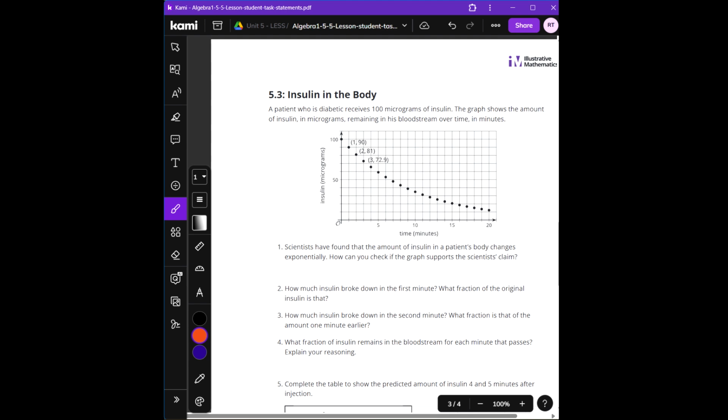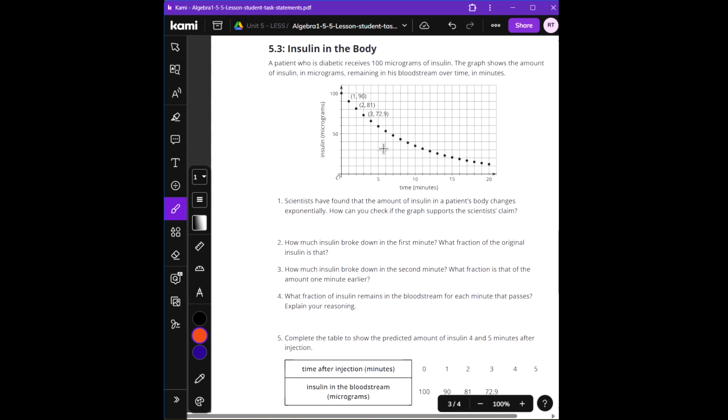Okay, and so we have this graph. A patient who is diabetic receives 100 micrograms of insulin. Okay, so we can see that right here. The graph shows the amount of insulin in micrograms remaining in the bloodstream over time in minutes. Here is 0 minutes, and then over time the amount of insulin is going to decrease. Okay, so let's take a look at this.